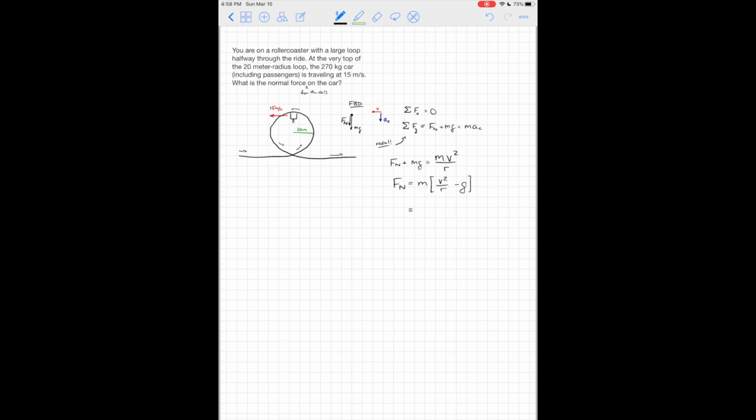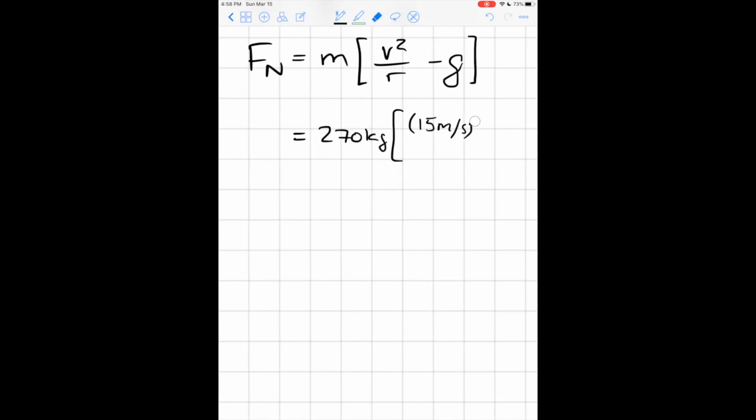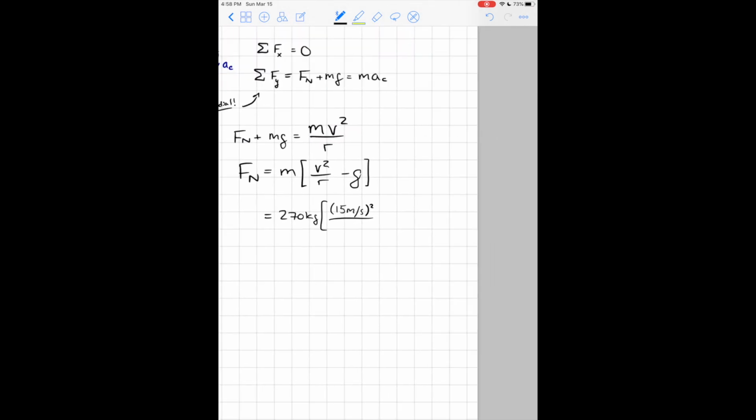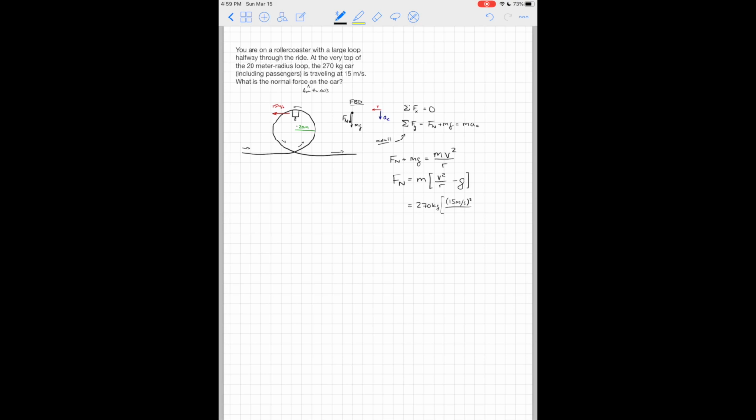Right? Plugging in some numbers, I say 270 kilograms times 15 meters per second, squared. That square should be on the outside. Got a little hasty. Divided by the radius, which we said was 20 meters, minus 9.8 meters per second squared. What do I get? I should get my normal force is 391.5 newtons.